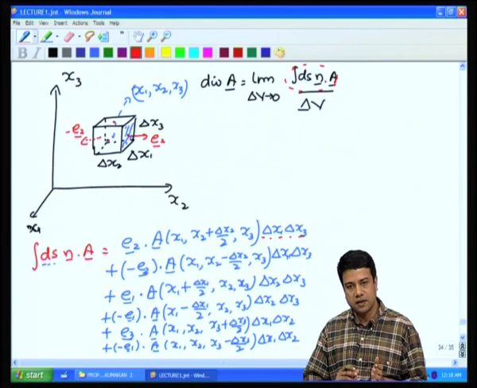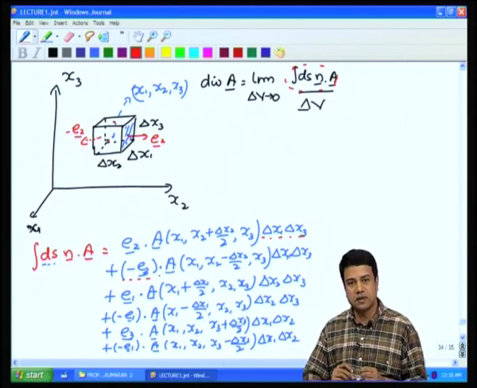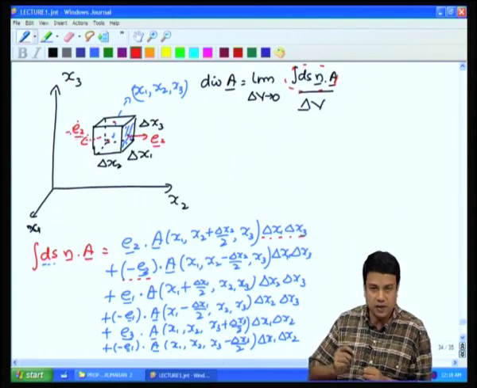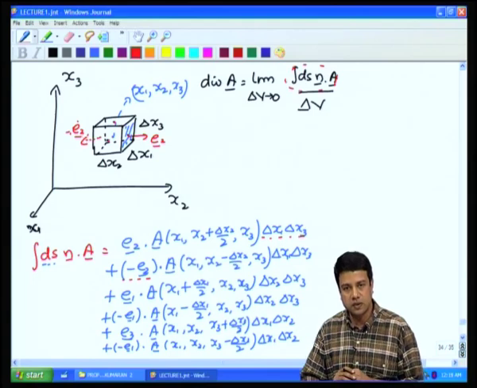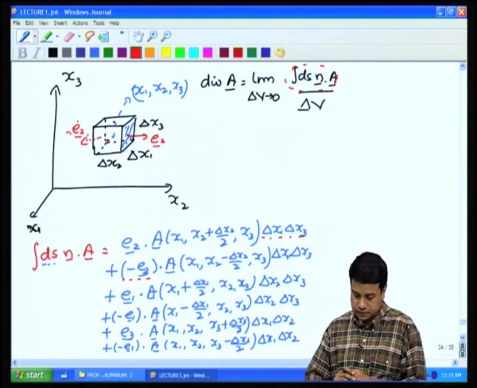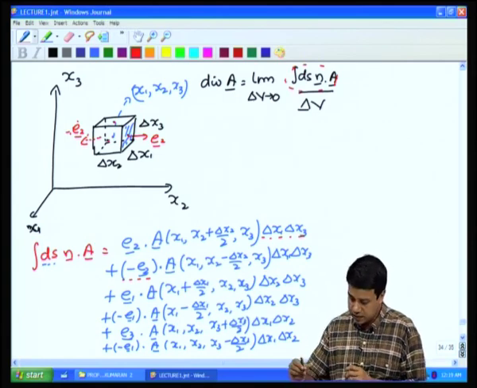On the left side, the unit vector is in the minus E2 direction because it is outward to the surface, dotted with a at x1, x2 minus delta x2 by 2 and x3, multiplied by the surface area once again. We do this for all surfaces: right, left, top, bottom, and front and back.